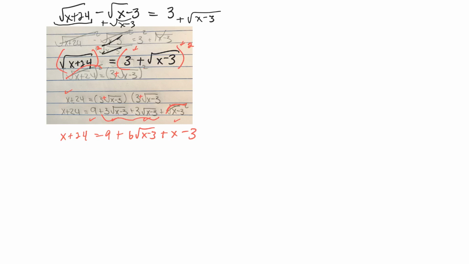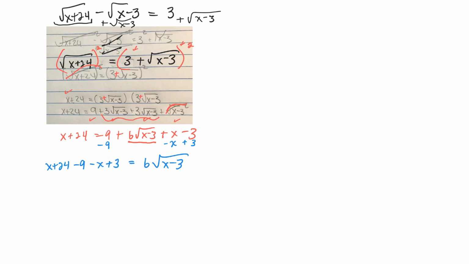Now I need to isolate the radical again. So here's a radical, I need to isolate it. So I'm going to subtract 9, subtract an x, and add 3. So on the other side, I'll have x plus 24 minus 9 minus x plus 3 is equal to 6 root x minus 3. Hopefully I did that right.